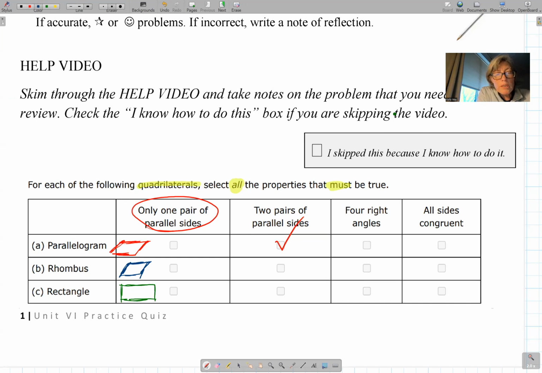A rhombus also has two pairs of parallel sides, and it does not have four right angles in the corners, but it does have all congruent sides. A rectangle also has two pairs of parallel sides, and it has four right angles in the corners, but of course it does not have all congruent sides because it has a longer set and a shorter set. So the easiest way to do that one is to draw a picture.